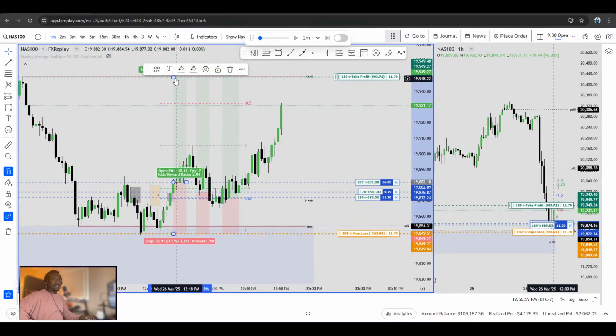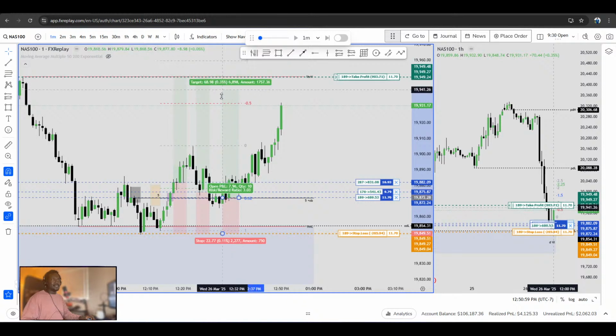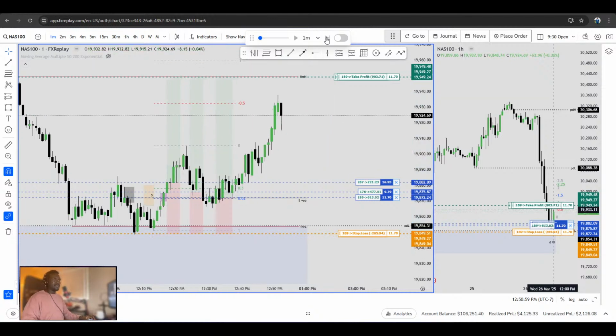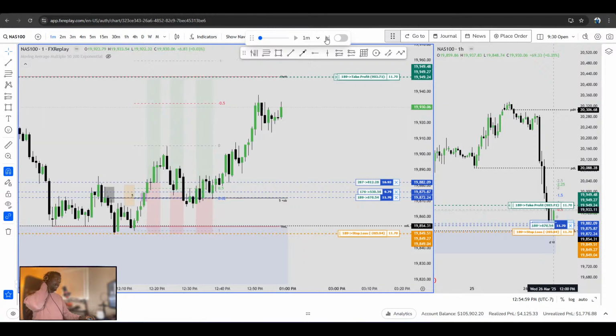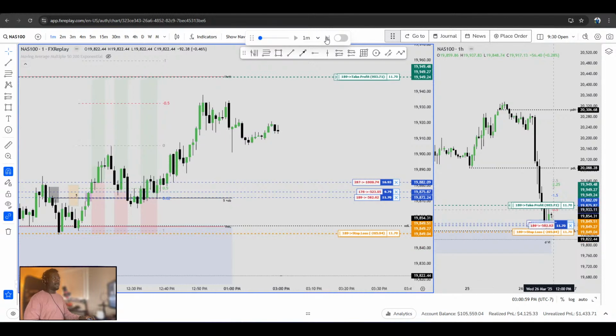So let me see where we are so far. We're looking at 1.52 on the main entry, and the 0.25s we're looking at 2R. We're looking at 2.6, so we are up like 2.5 R probably collectively. And let's see if we missed out on this trade or not. That is a very, very huge retracement.